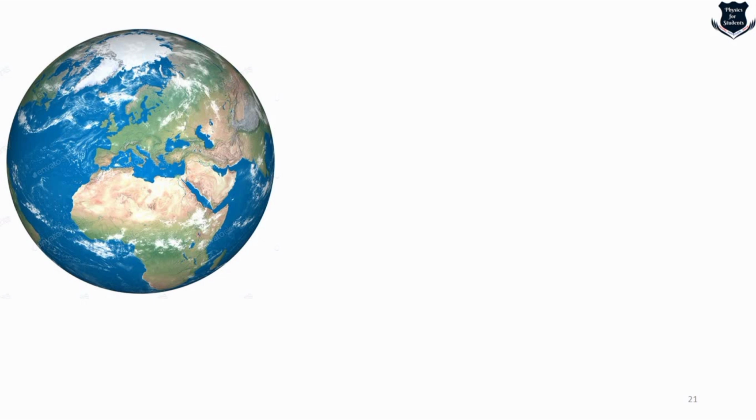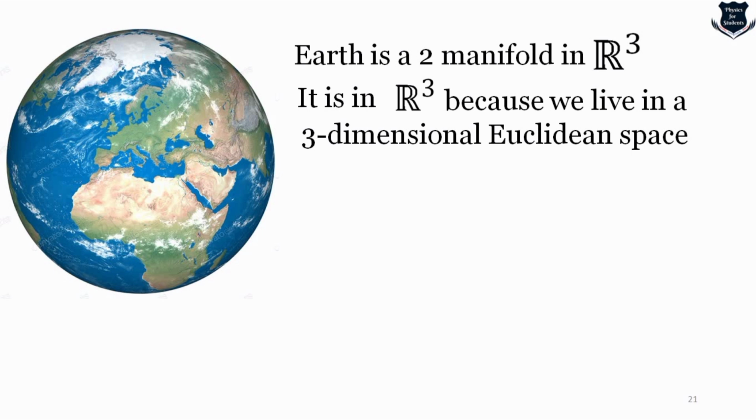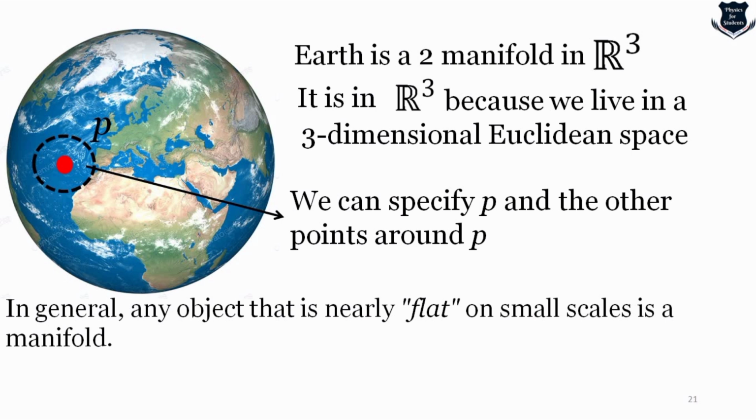Okay, so let us take another example, the Earth, which is a two-dimensional manifold. So Earth is a two-manifold in R3. Why is it R3? It is in R3 because we live in a three-dimensional Euclidean space. It is a two-manifold because for every point P, we can specify P and other points in the neighborhood by 2 dimensions. So in general, any object that is nearly flat on small scales can be called a manifold. This is again a very basic understanding of what a manifold is.